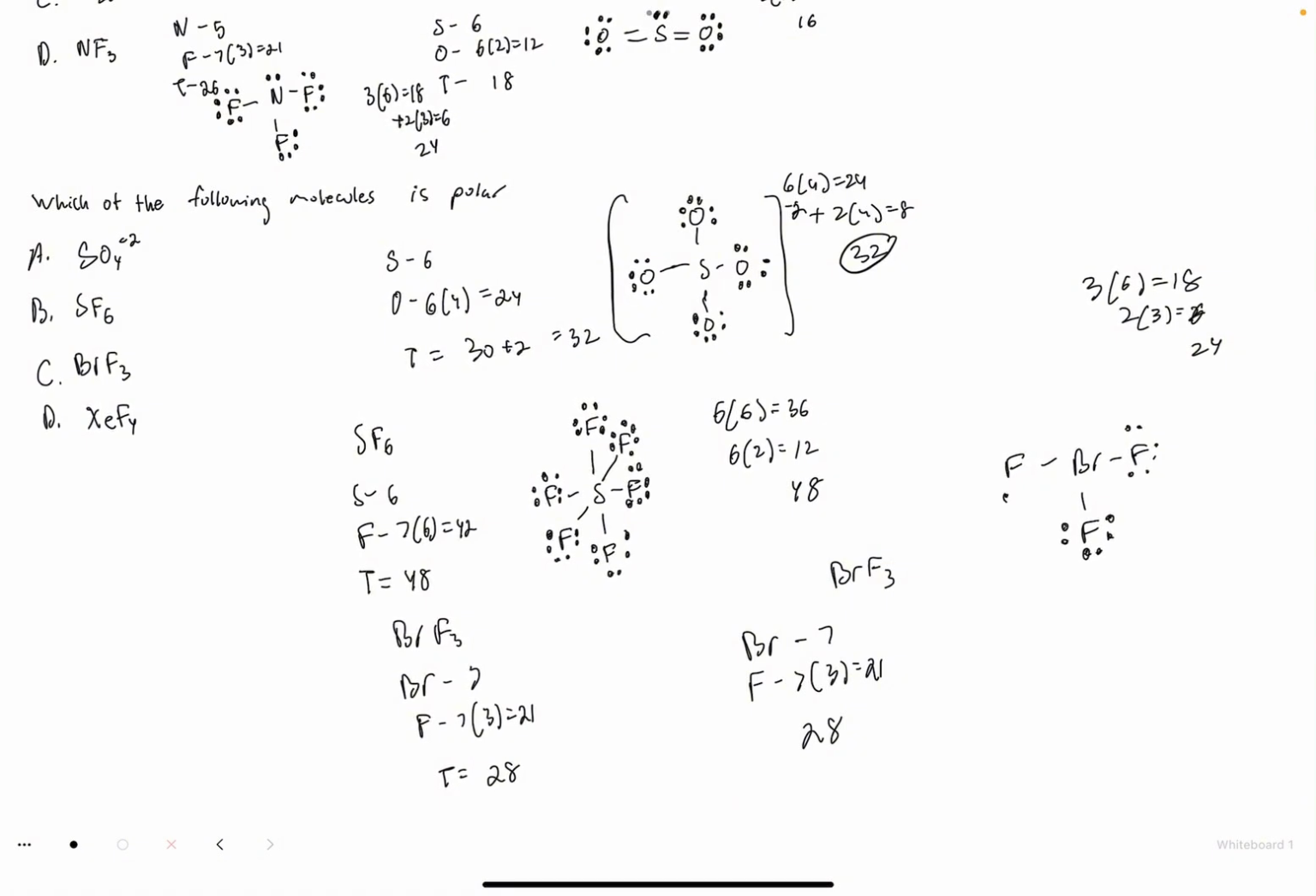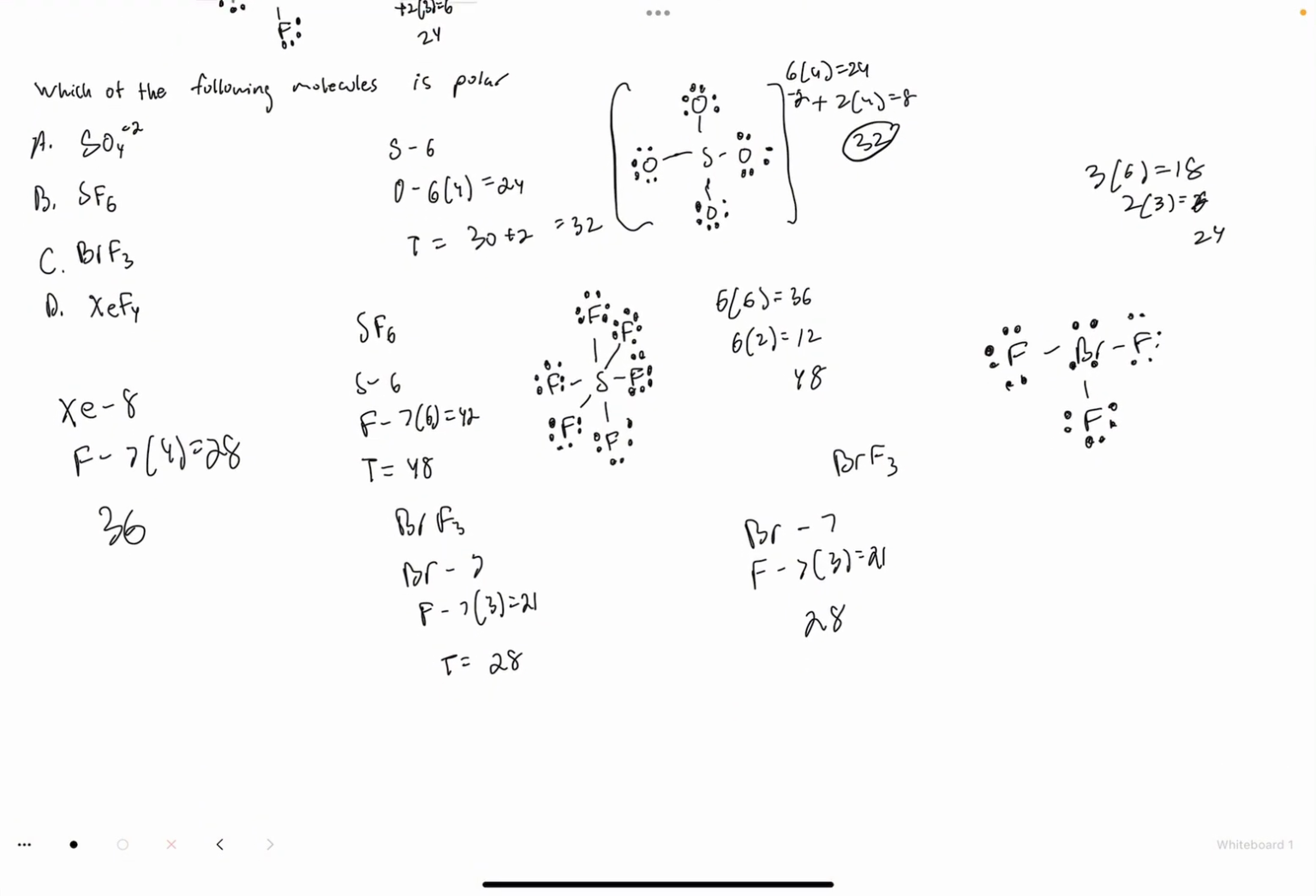So it has 2 lone pairs. 1, 2. So that brings up the total to 28. So that is a polar molecule. However, I want to mention XeF4. Xe happens to be a noble gas. Xe is 8 valence. F is fluorine, 7 valence times 4 is 28. So that's 36 as a total.